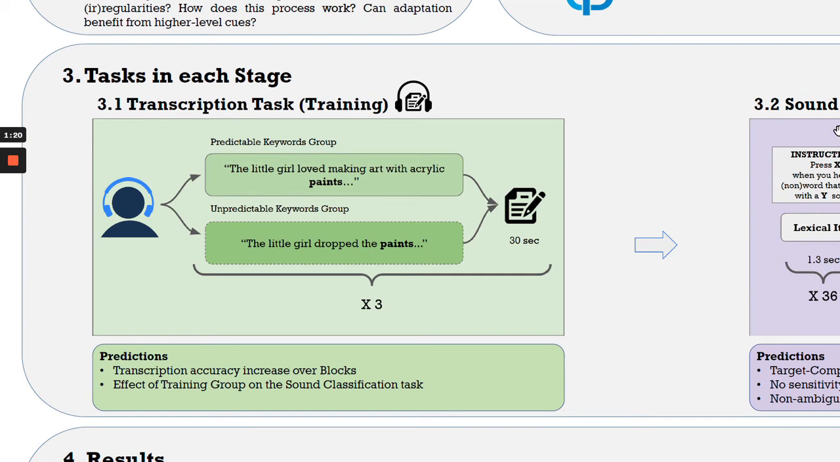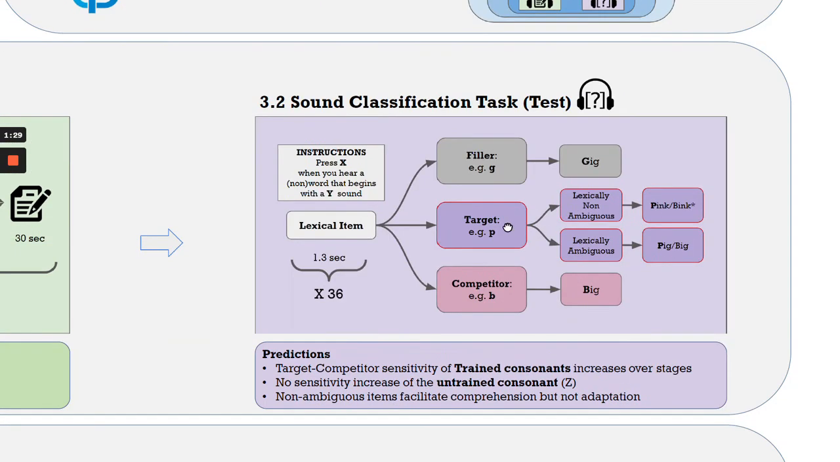During the transcription task, participants were asked to listen and transcribe a series of auditory sentences that presented 2 keywords that contained the block trained consonant. During the sound classification task, listeners were asked to press a button when they listened to a lexical item that begins with a specific consonant. The target items were lexically ambiguous or non-ambiguous. That is, listeners can only rely on lexical information when they listen to a non-ambiguous item.